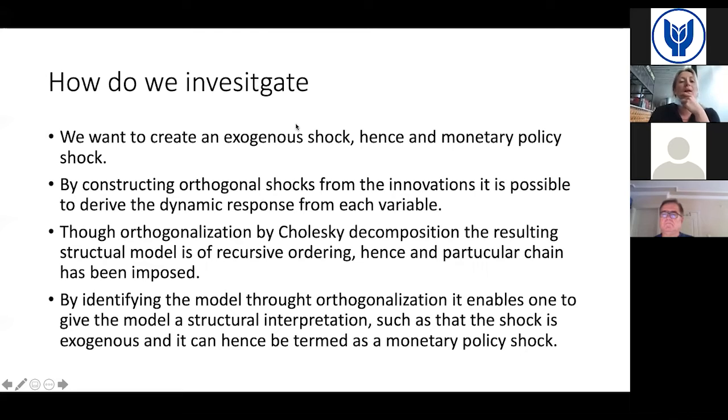This is how we wanted to investigate this. I used a VAR model, or a structural VAR model.